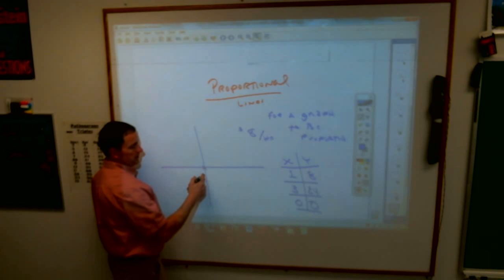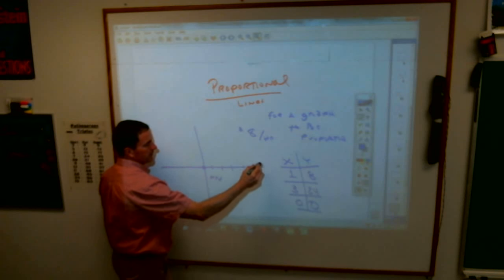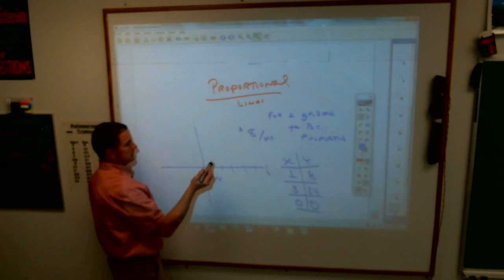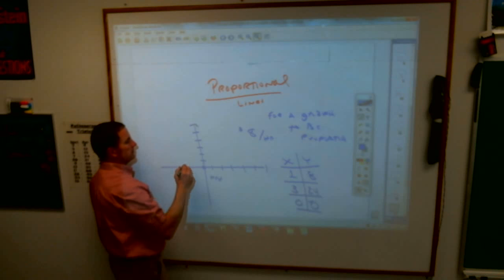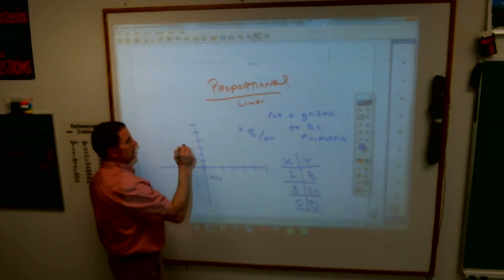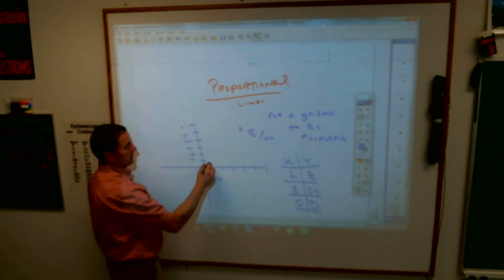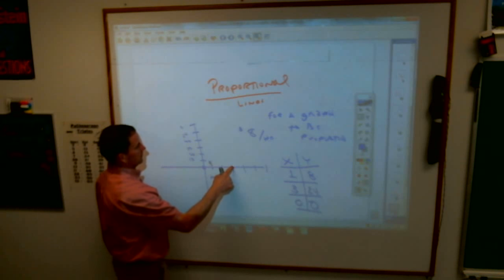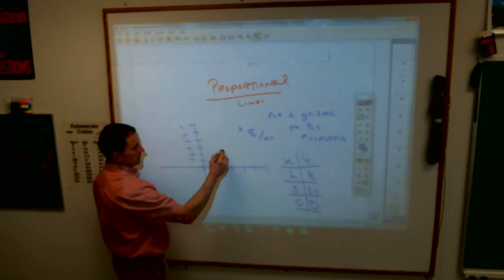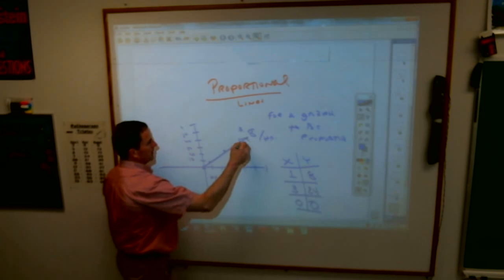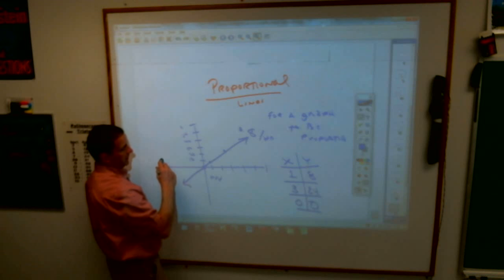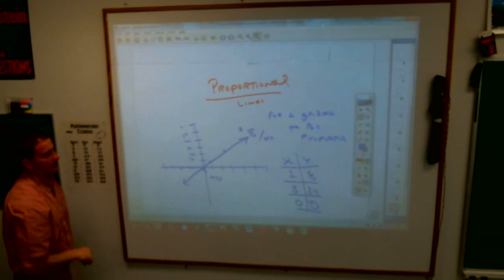This is the number of hours you work: 1 hour, 2 hours, 3, 4, 5, 6 hours, and this is the amount of money you make. Let's make it in terms of $10, $20, $30, $40, $50, $60. If I work for 1 hour, I make $8. That's going to be right about here. If I work for 3 hours, that's $24, right about here. And there's the graph of the line of me working. Actually, you can't really work negative hours and owe something, but that's the way it works.